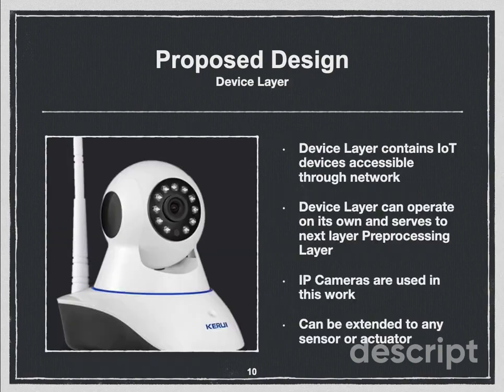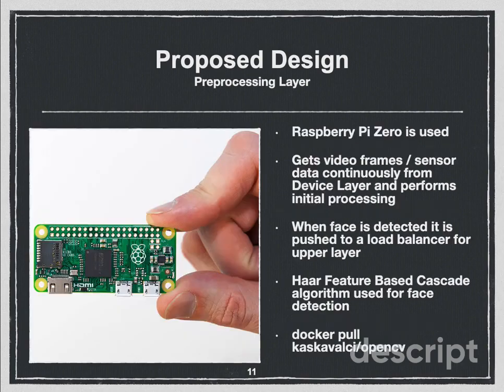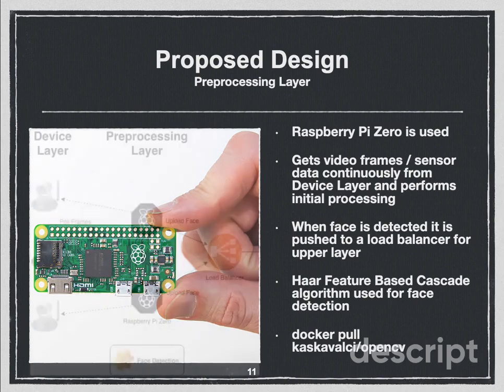The device layer consists of sensors and actuators. In this work, we used IP cameras. For the pre-processing layer, we used Raspberry Pi 0. This layer connects to one or more IP cameras and receives surveillance data over the RTSP protocol. It performs face detection to reduce the bandwidth to the processing layer. When a face is detected, it uploads it to the processing layer. We use the Haar feature-based cascade algorithm for face detection.